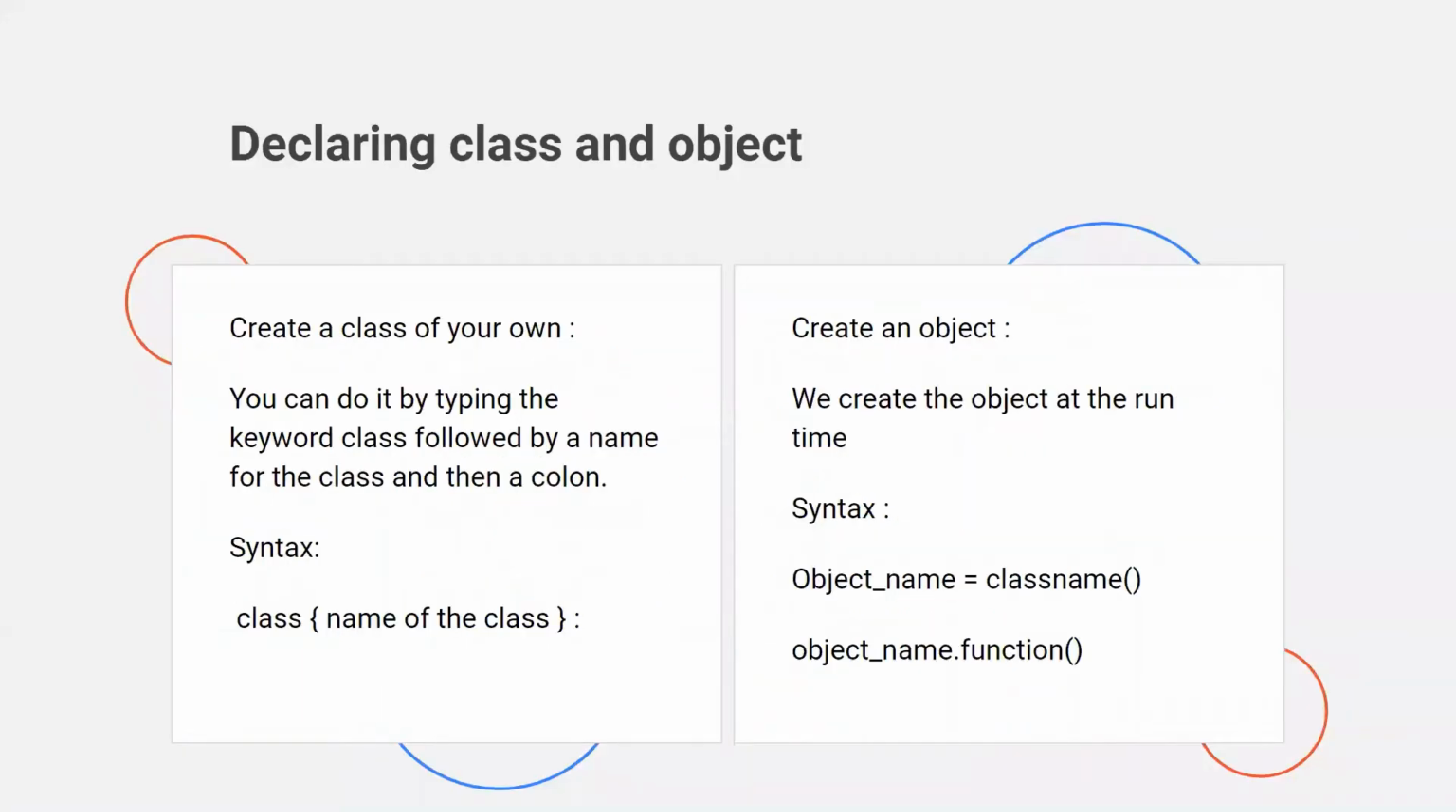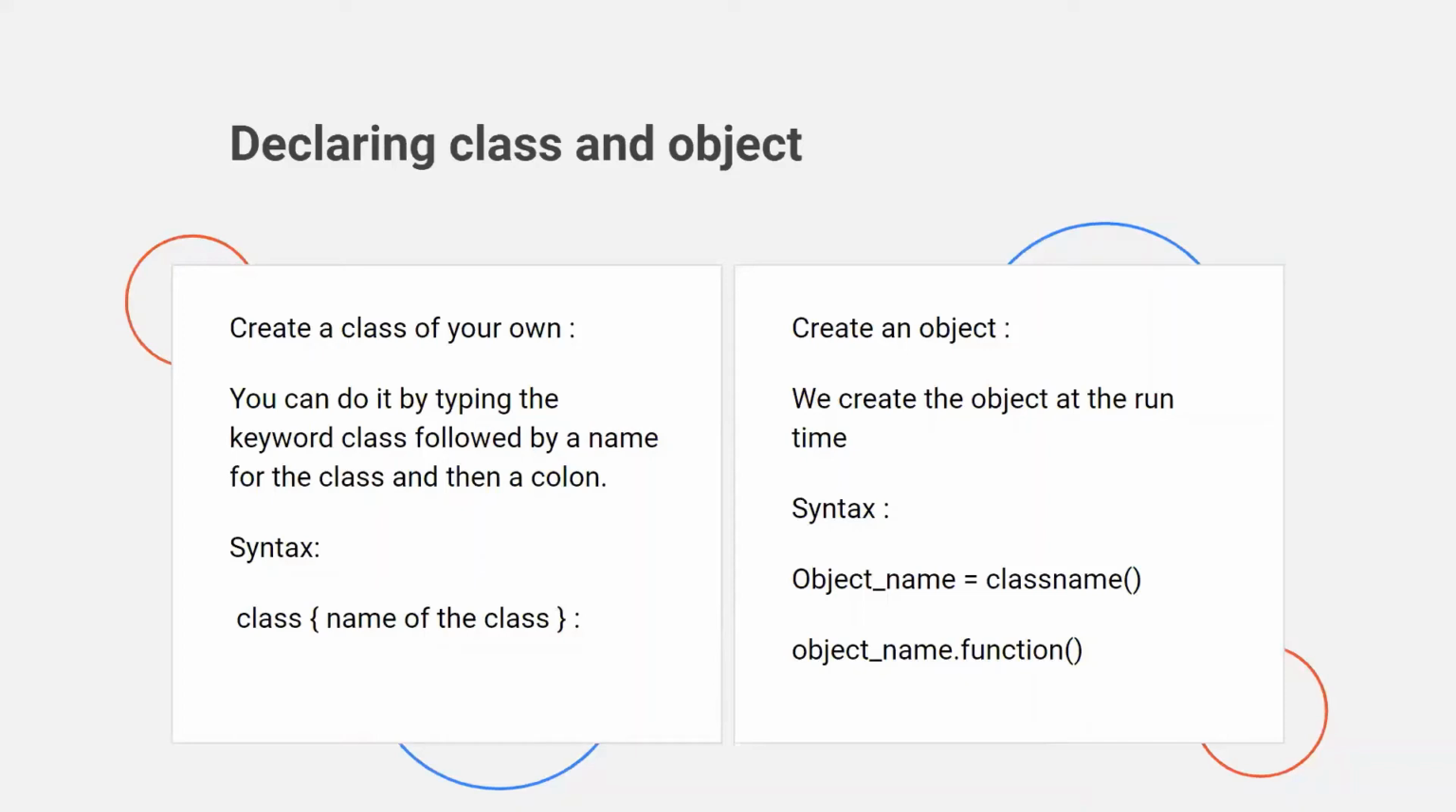Next, we have the declaration of classes and objects. So here we create a class. You can do it by typing the keyword class followed by a name for the class and then a colon. Like in the syntax, you can see that first of all we have written the class keyword. Then when declaring a class, we are not using parentheses to write the name of the class.